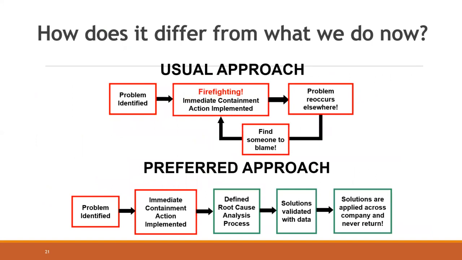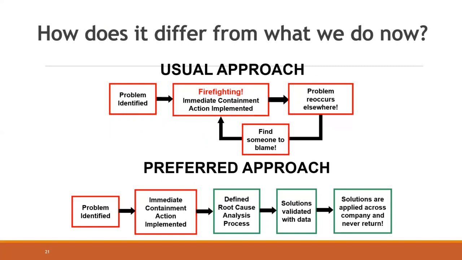So how does it differ from what we do now? The usual approach. In most companies, when a problem surfaces, we fight and try to put out the fire immediately. This involves some kind of quick fix or workaround to keep the process moving. Just as you find an acceptable band-aid fix that works, another fire starts somewhere else and we rush to fix it. We never take the time to revisit these fires to figure out why they happened in the first place. We keep dealing with the same problems over and over again.